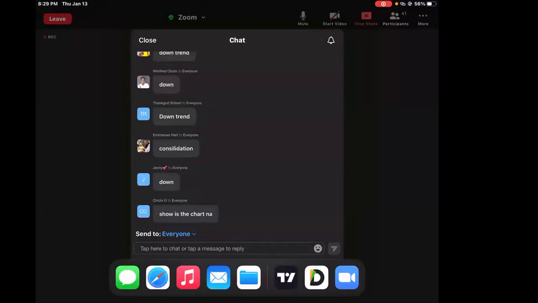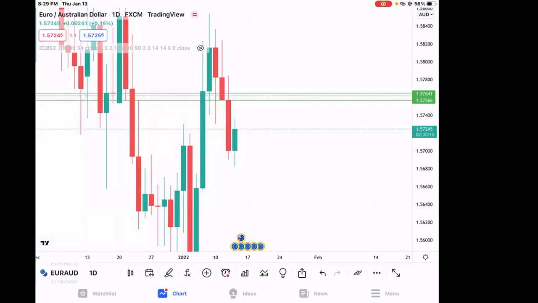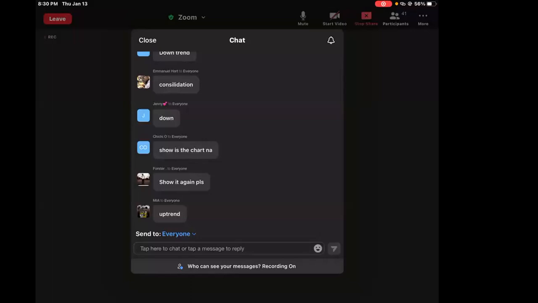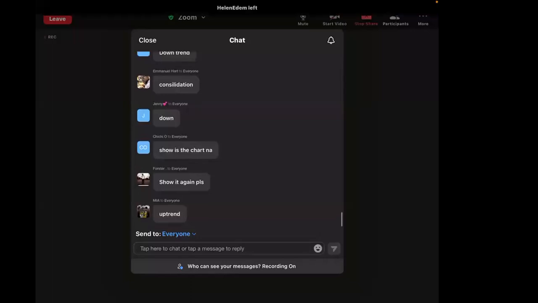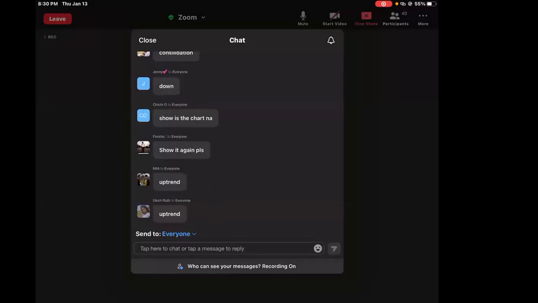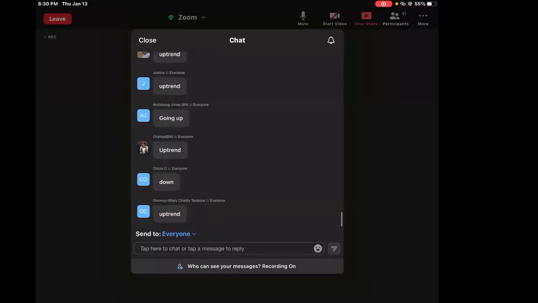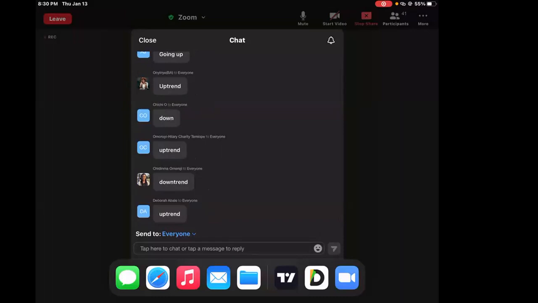Okay, sorry. So what's the actual thing? Is the market going up or is it coming down? This is 1 day. Guys, this is 1 day, not 1 hour, not 5 minutes or 15 minutes. So what is it doing? Is the market going up or is it coming down? Okay, uptrend, downtrend, uptrend, going up. Okay, guys, let's find out if it's an uptrend or a downtrend.